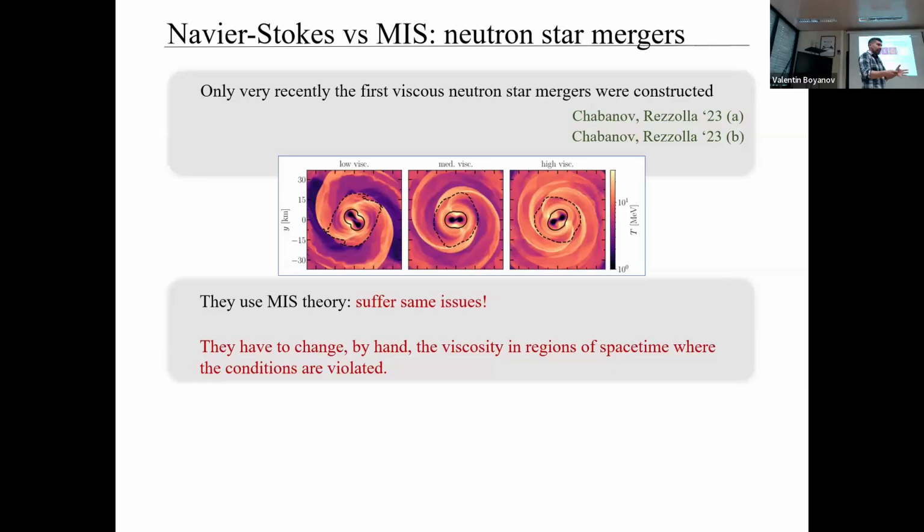So what they do, by hand, in those regions, is change the parameters. For example, the bulk viscosity is constant everywhere, but in those regions, they change the bulk viscosity in such a way that you avoid violating the inequalities in order to have some simulations.